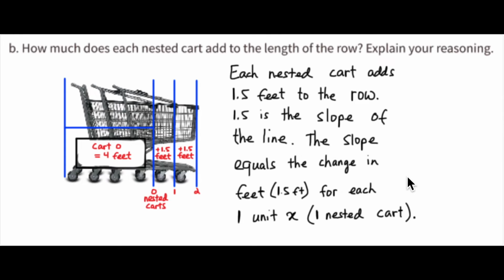So every nested cart adds 1.5 feet. So for each unit x, 1 unit x is 1 nested cart. The more you look at the drawing, and then you look at the graph, and you look at the equation, and you look at all 3 of those together, the more you will understand the problem. Go back and forth and think about it each time.